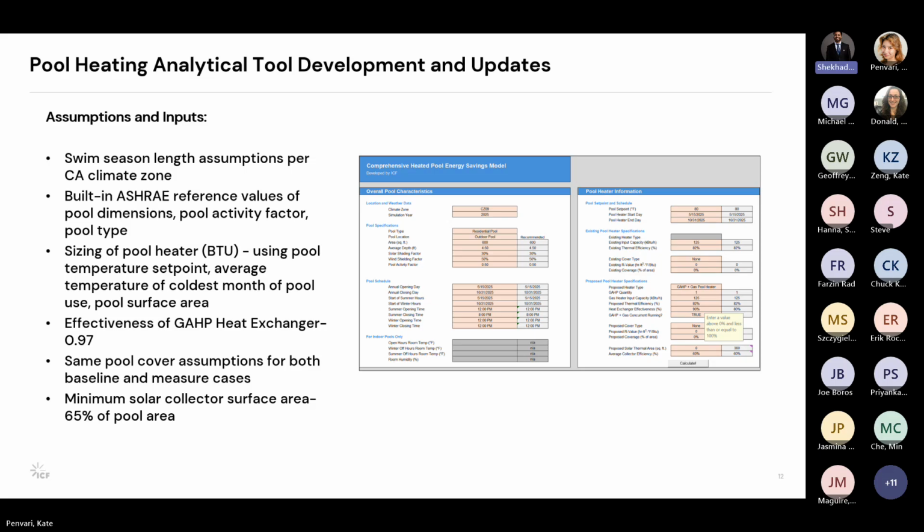For GHAP related assumption, we assumed that GHAP takes on the base load, and existing gas-fired heater, it kicks in for peak heating loads. So the idea is not to take the existing gas-fired heater out of the equation. Right now, it is set up for one manufacturer based on the manufacturer provided performance data, but this tool has adaptability or ability to set it up for other manufacturer as well.